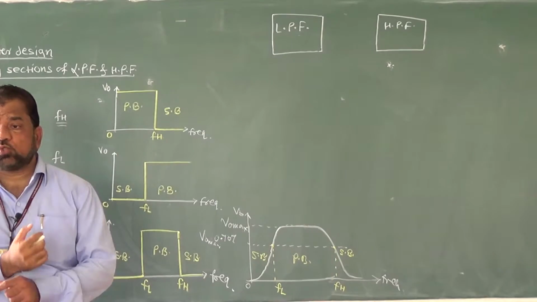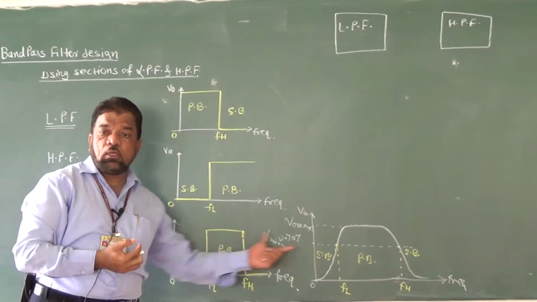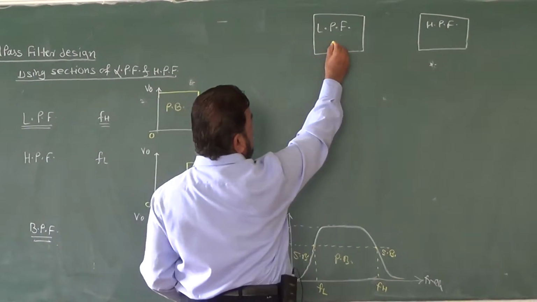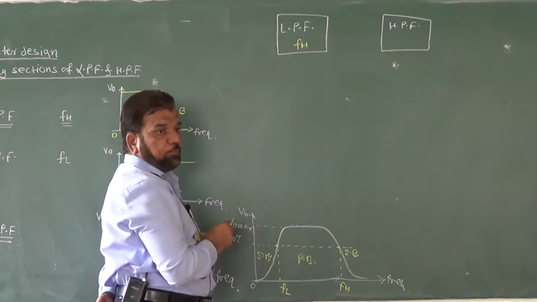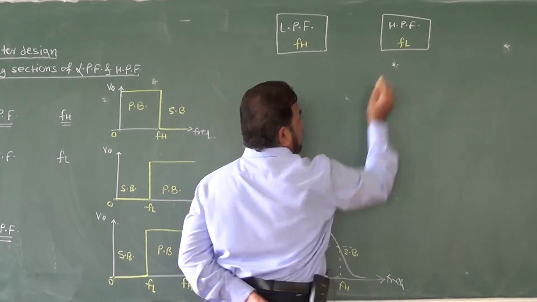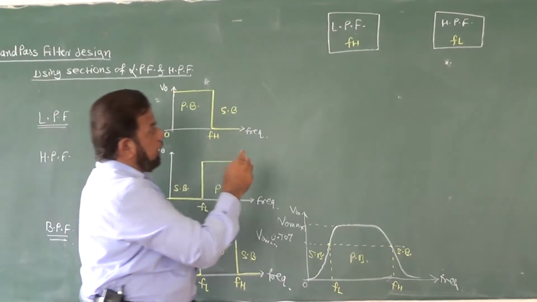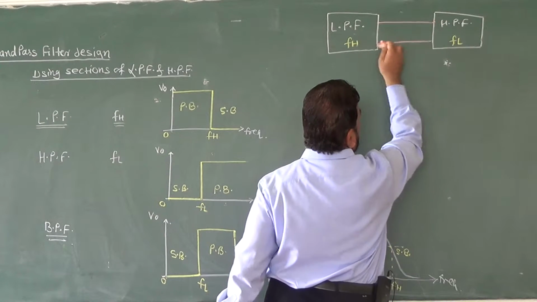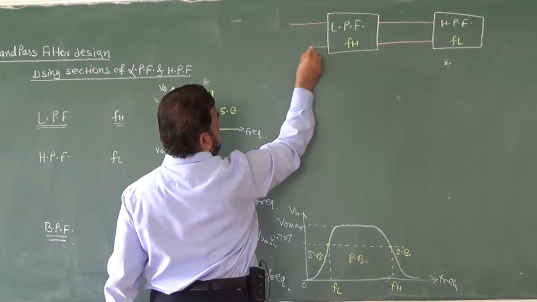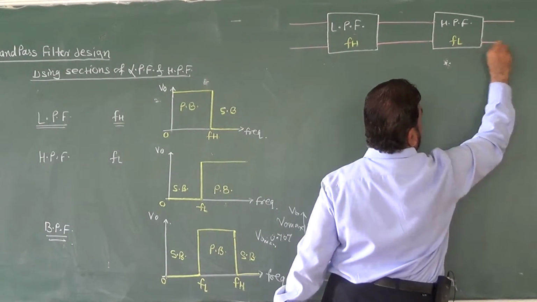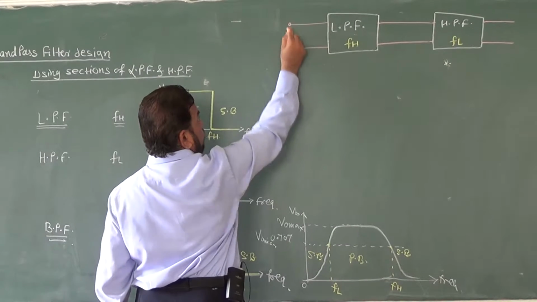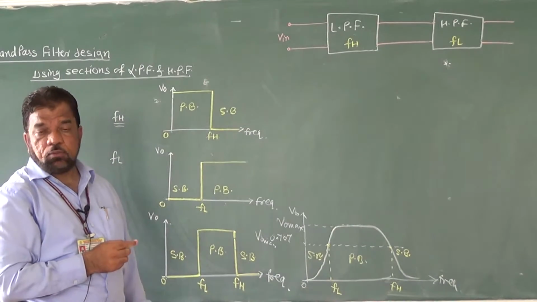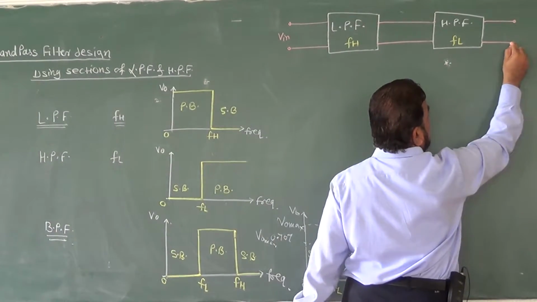So how to use these 2 sections so as to get the frequency response of this type. If we define a low pass filter with cutoff frequency FH and a high pass filter with cutoff frequency FL, and I connect these 2 sections one after the other, with a common line, then between these 2 points I will connect the input, a function generator, whereas between these 2 points I will connect the load.